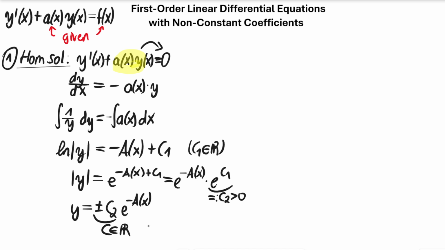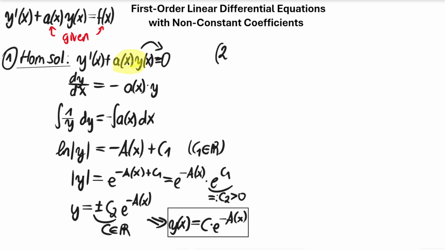So what does it mean? That y of x, our homogeneous solution, is c times e power minus the antiderivative of this given function a of x. The second part is to find the particular solution of this non-constant coefficient differential equation.